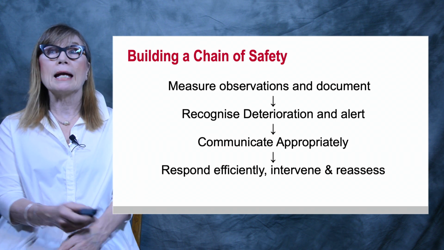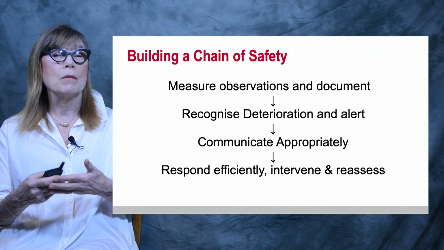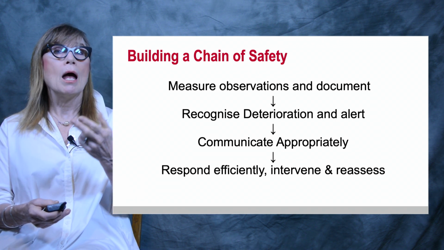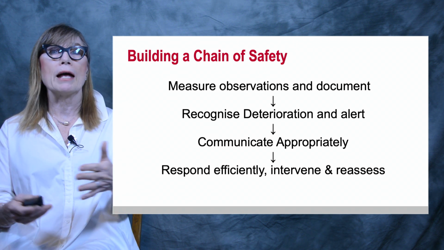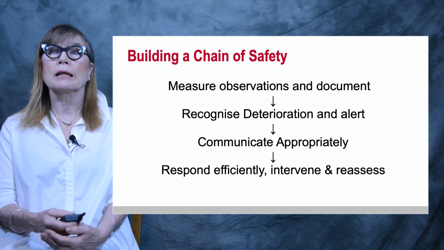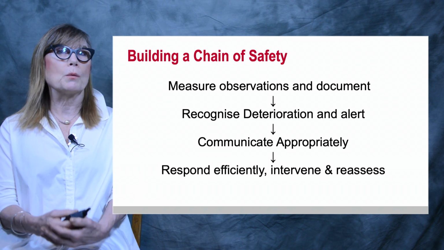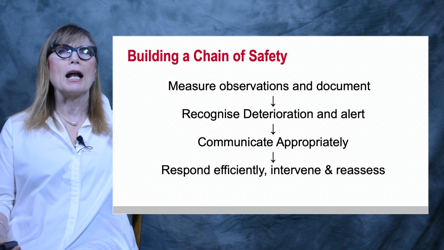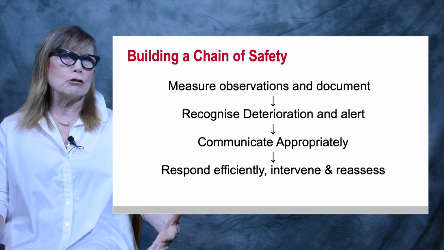A safety chain actually takes the measurement of our observations and documentation and bringing that together and recognizing deterioration, allowing us to have the science behind creating an alert to our providers and communicating appropriately, responding efficiently, intervening, and then reassessing. So sometimes we might say, this patient is very anxious. He's going to extubate himself. I had to tie him down. I'm so concerned about this patient.